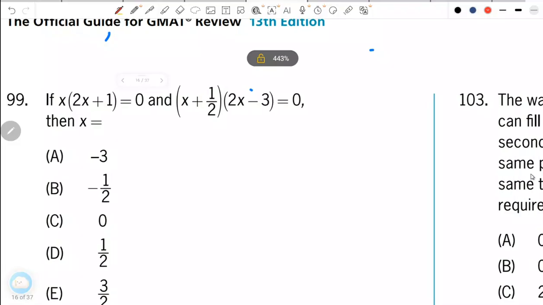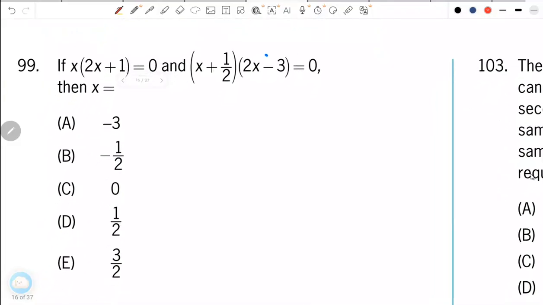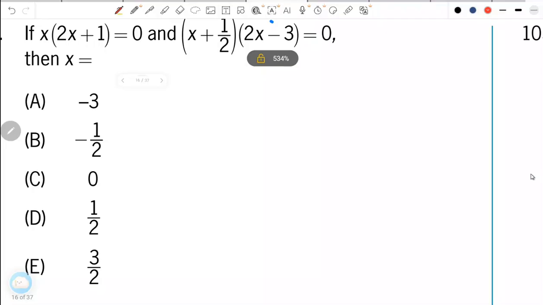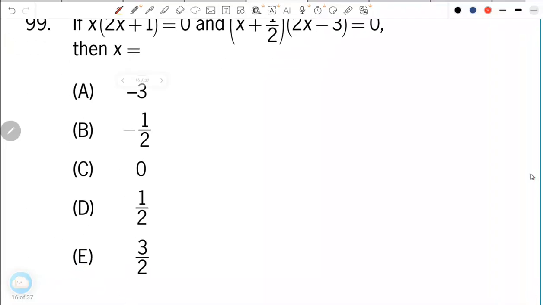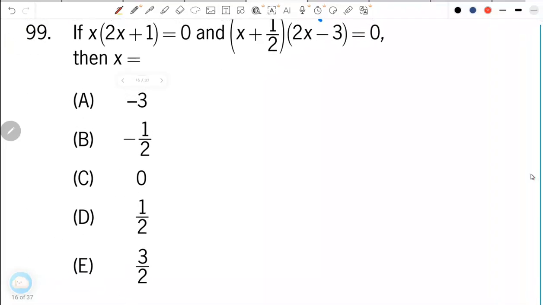Do you like punishments? And I know that it cannot be A or E, because A or E does not even work for the first one. So that is also a way of thinking.